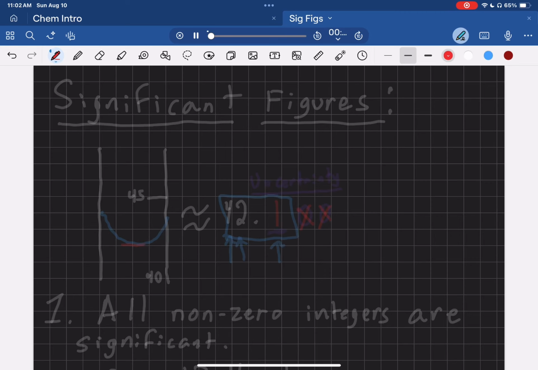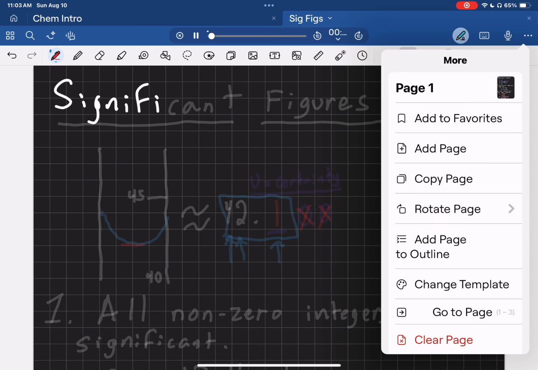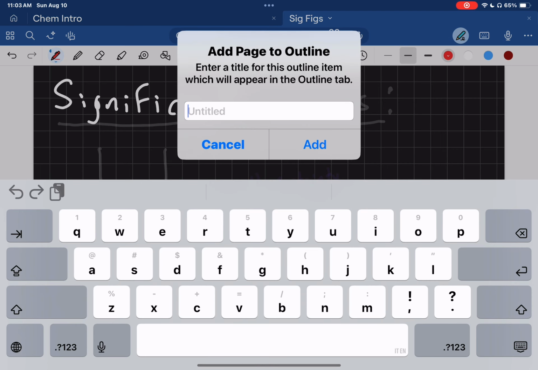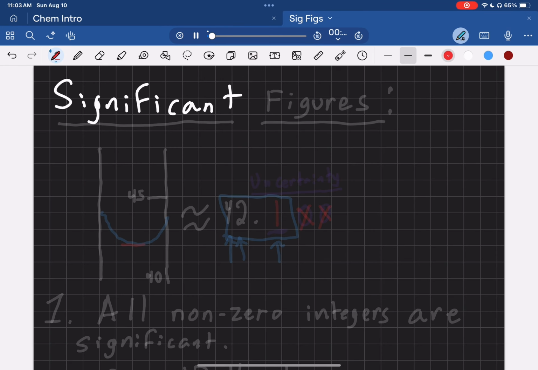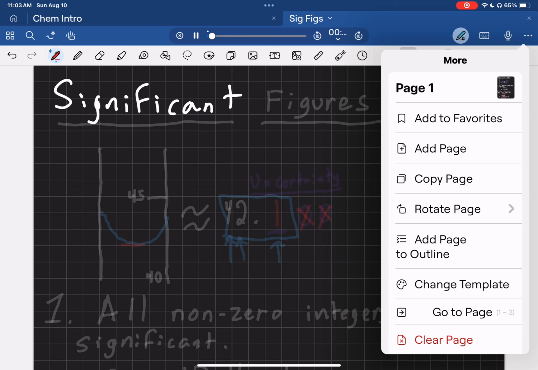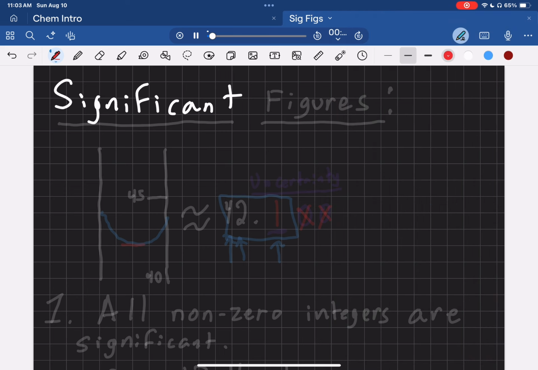Let's go ahead and start writing this stuff down. So we have significant figures. Now, while you're sitting here and writing down these notes, let's think a little bit about what the word significant means, because it's kind of important in chemistry. When we talk about significant, we're really talking about important. So what we mean is important numbers when we talk about significant figures.